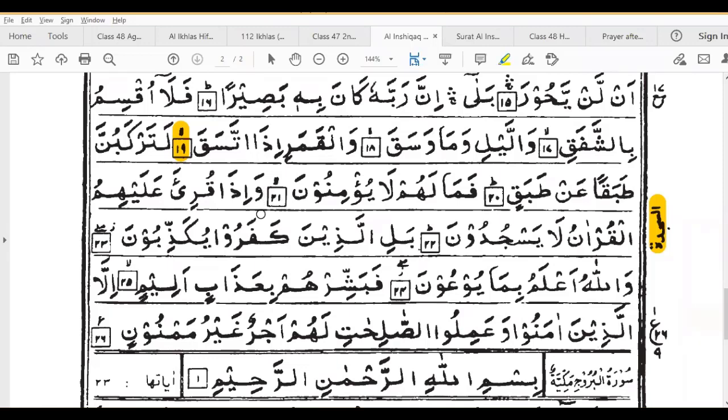So we're going to read the next verse now. And if you could read Ta'awudh and Tasmiyah for me first.